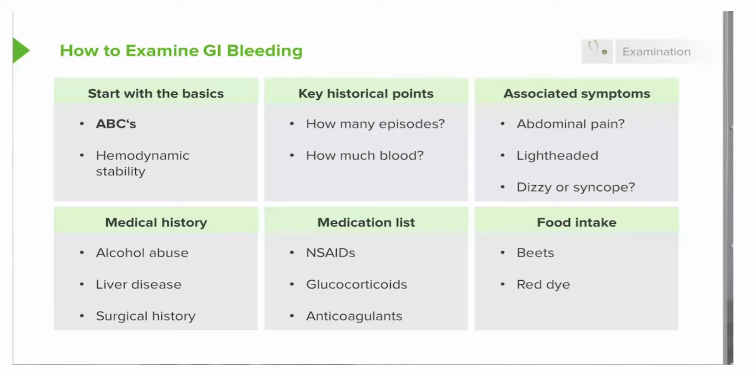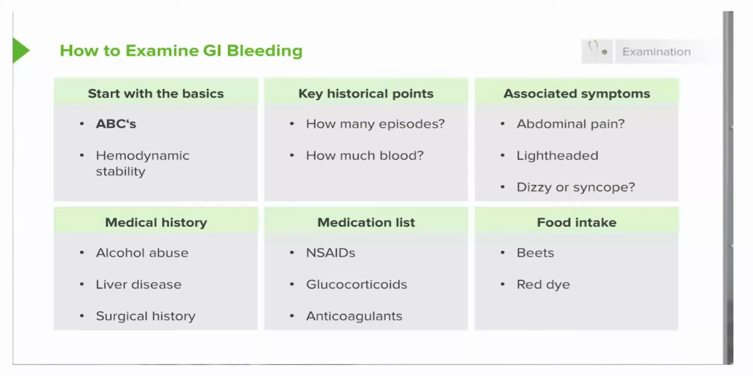Finally, I would like to talk about how to approach a patient with GI bleeding. So first of all, we have to start with the basics, the ABCs. We have to check whether the patient has an airway, because vomiting can cause asphyxia, and we have to check whether the patient is breathing, and also we have to check for signs of shock or hemodynamic stability. We have to check whether the blood pressure is low, or whether the patient is tachycardic, or whether the patient has cool or clammy skin, which would indicate the patient is going into shock due to loss of blood.